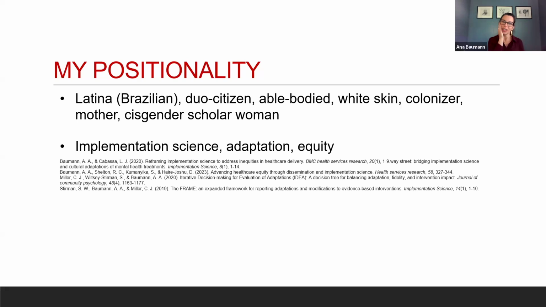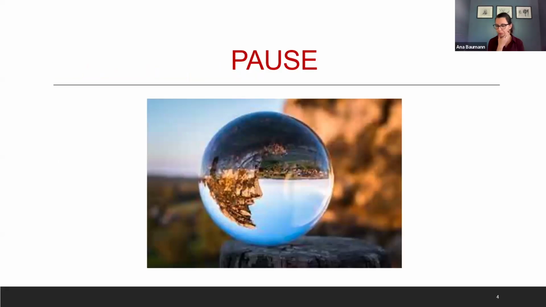My own research is in the intersection between implementation, dissemination science, adaptation science, and healthcare equity. And I say this because my view is one of the many, many views and perspectives around equity, healthcare equity, and representation. It's not the only view, and I want to recognize the multiple perspectives that are out there in the world.